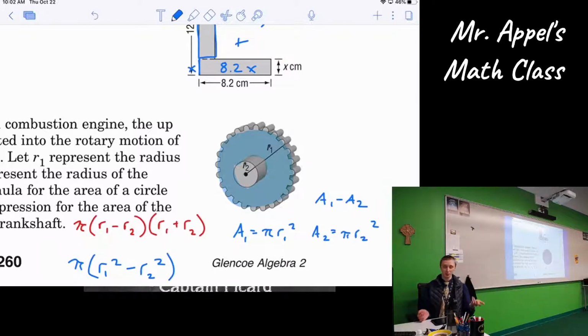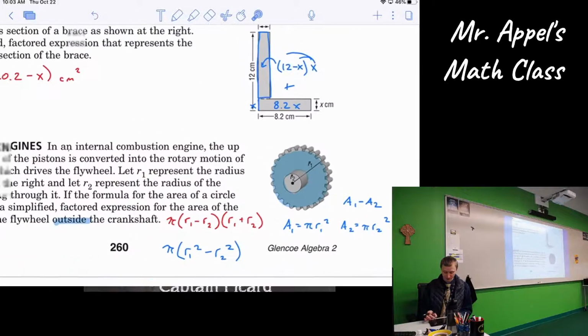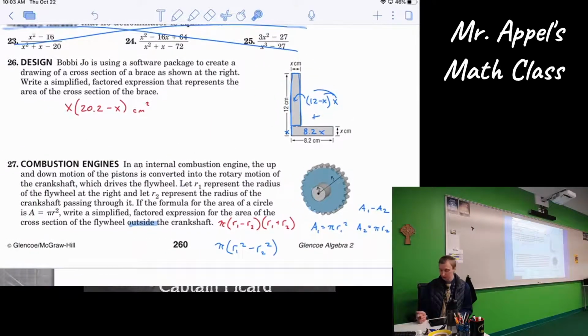Hey, it's a difference of squares, so a difference of circles is a difference of squares. How's that for a tongue twister, right? Or brain bender there. So you separate them out, difference and sum. Right, any remaining questions there?